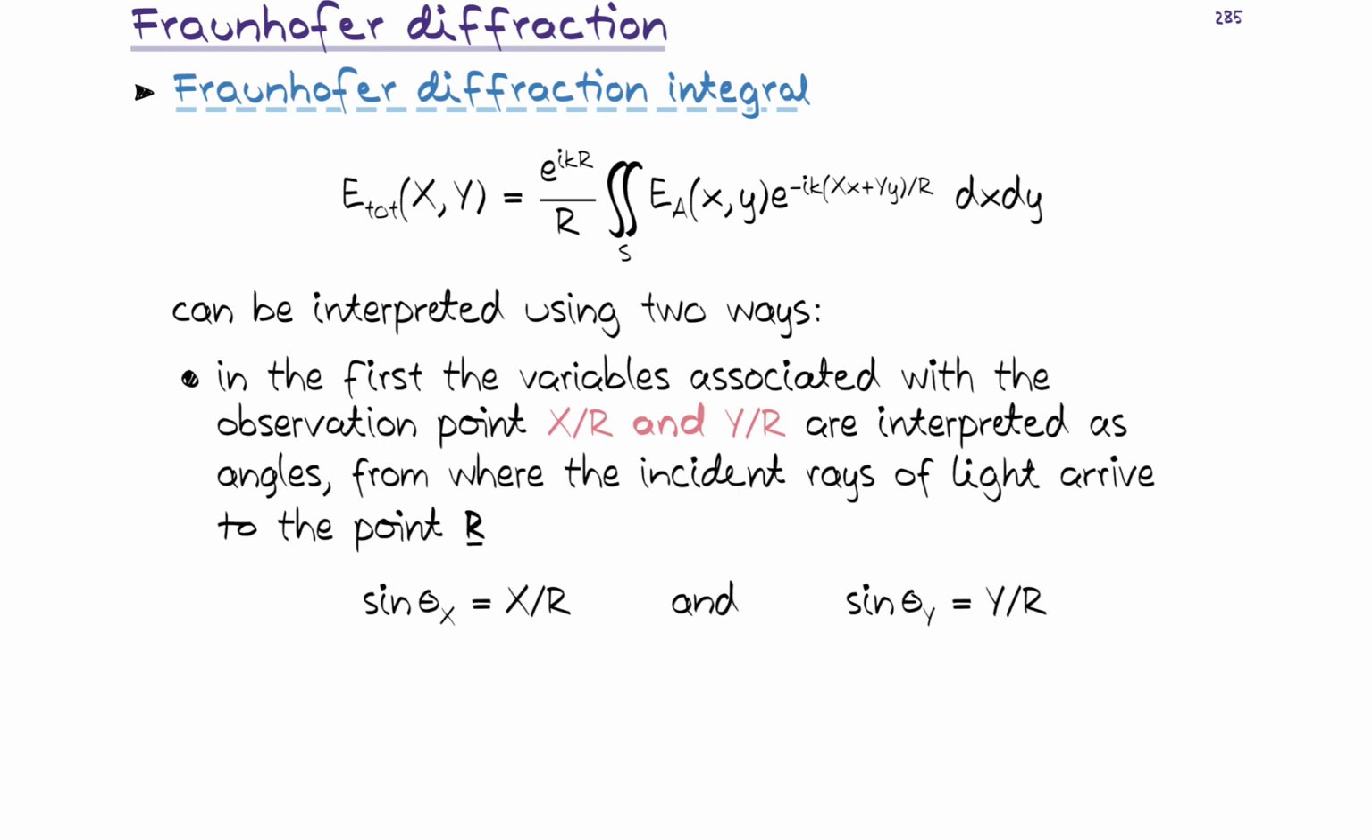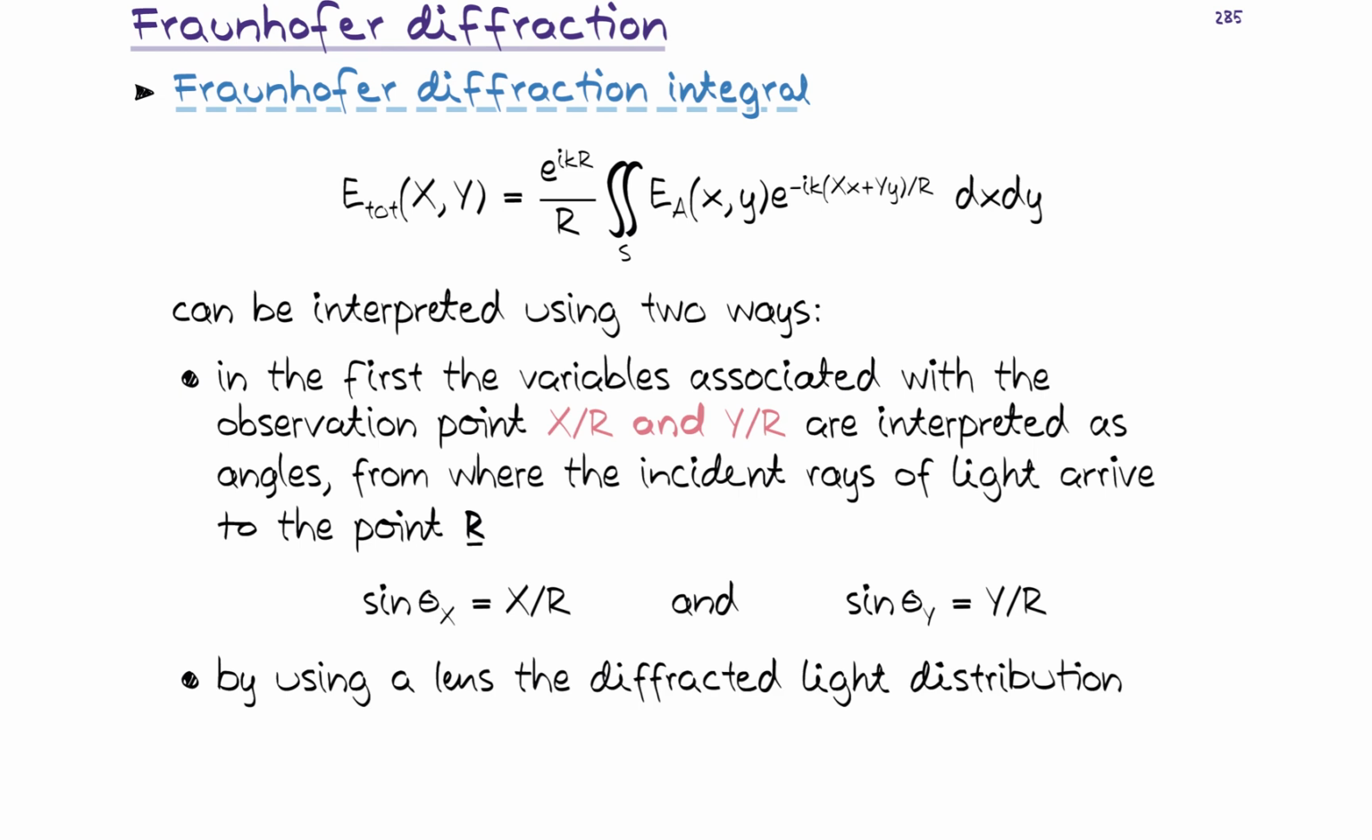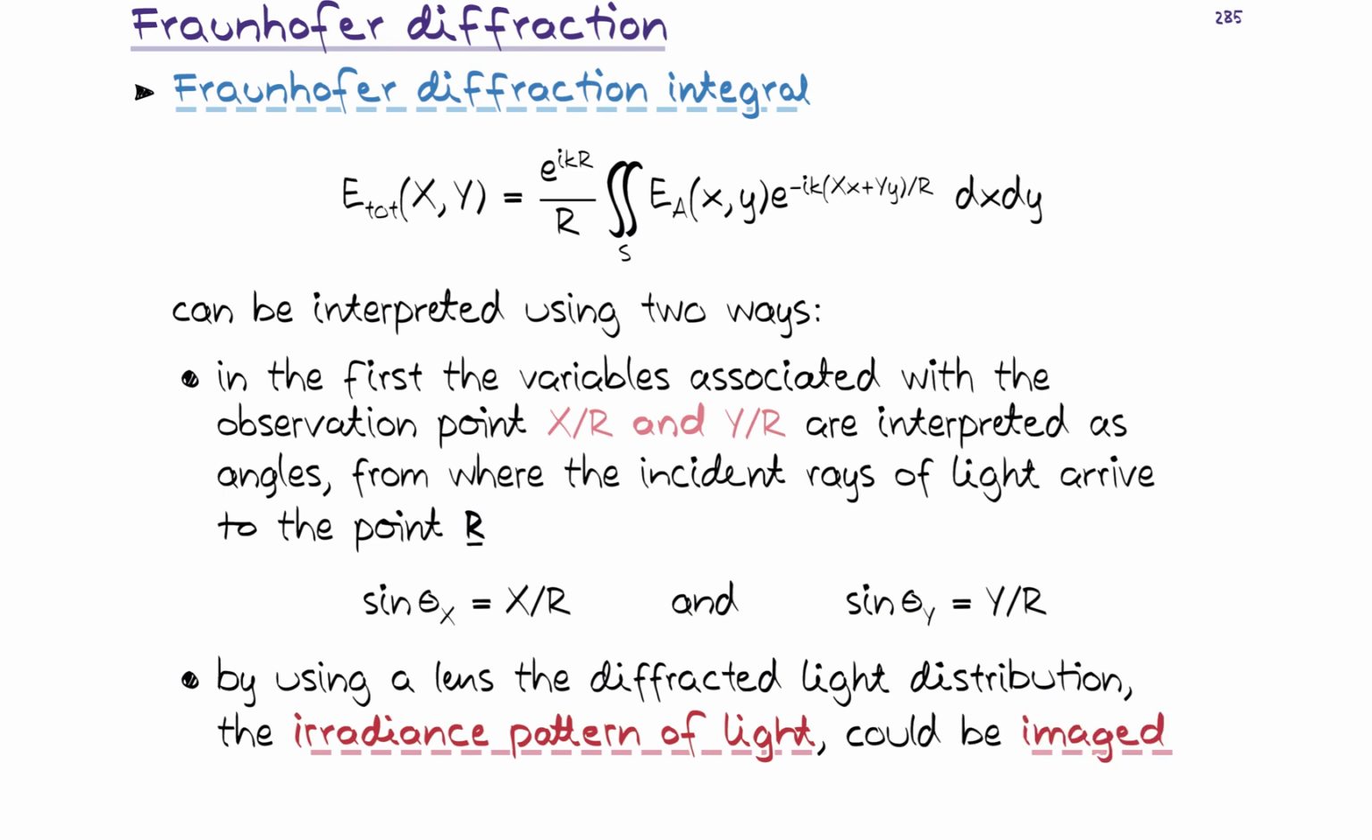And now if I were using a lens, I could even image the diffracted light distribution, so essentially the irradiance pattern of light, and that would be nice. And more on this, of course, in the geometrical optics part. So for example, with this physical picture in mind, since we have rays of light, we can interpret that they are coming at given angles.